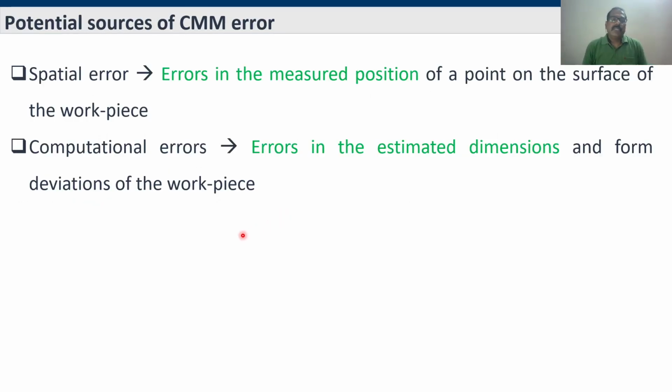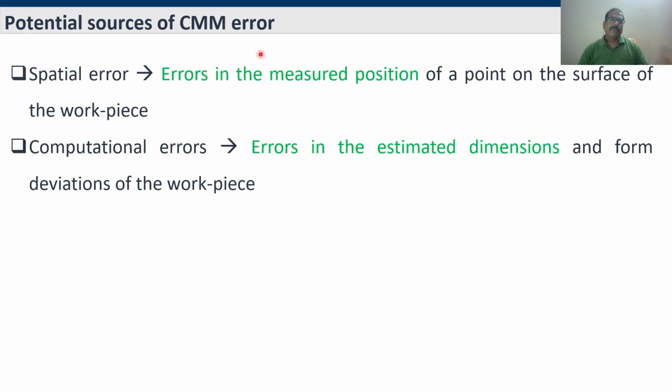So in terms of potential sources of error, in the sense of statistical or computational error, you have to understand the two in different senses. One is statistical errors, which can be considered as errors in the measured position of a point on the surface of the workpiece. Errors in the measured position, okay, that is statistical error. But computational errors, by the word itself, you can understand are errors in the estimated dimensions and form deviation of the workpiece.